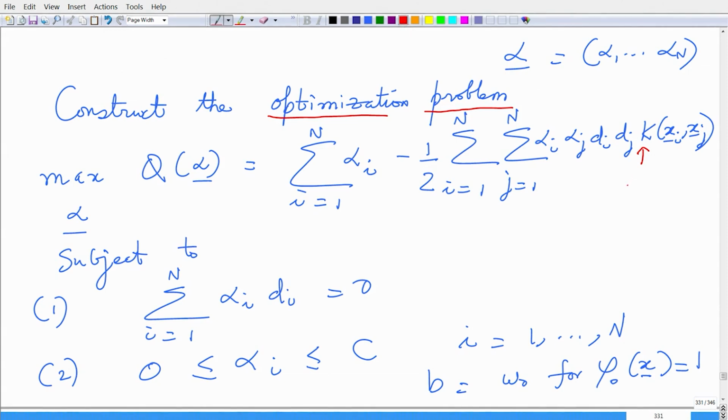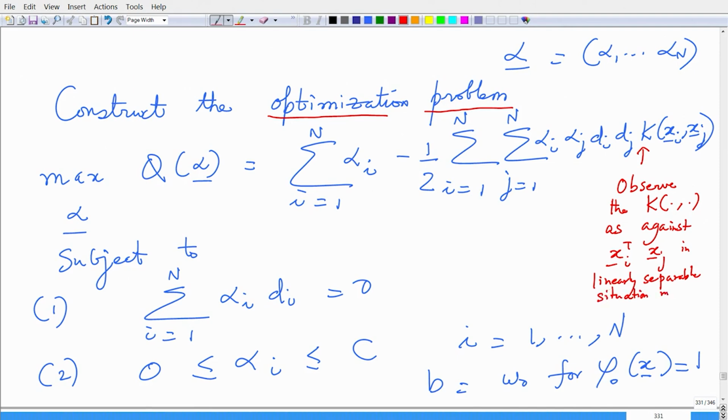So, I just would mention here, observe the K as against xi transpose xj in the linearly separable situation in the input space.